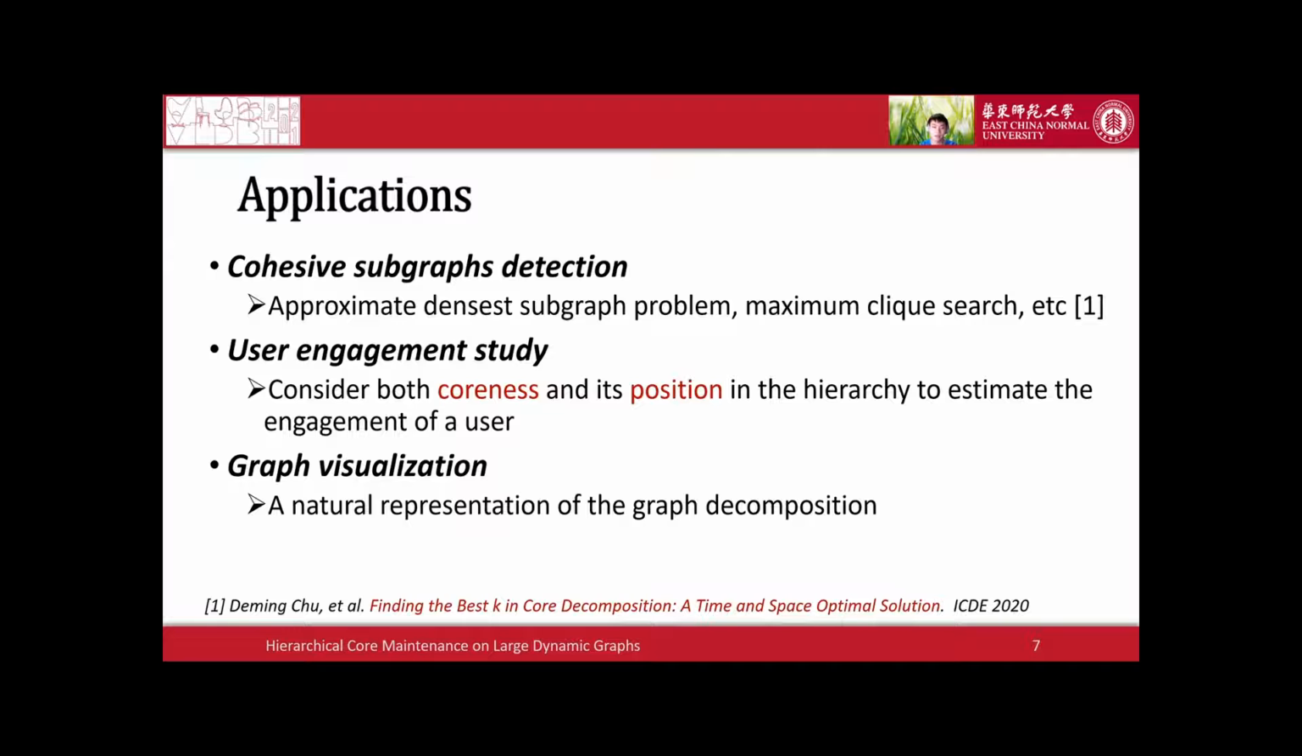However, our experiment results find that the engagement evaluation of a vertex can be more accurate by considering both its coreness and its position. Besides, the k-core hierarchy is a natural representation of the graph decomposition. Generally speaking, a large graph can always be decomposed into a tree with a small size.